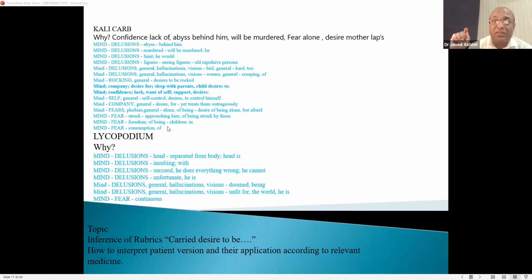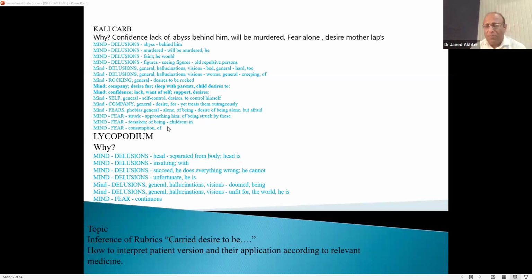Company desire, sleep with parents, child desire to. Confidence, lack of, want of self-support. And desire for company, yet treats them outrageously. Fear of being alone, desire of being alone, but afraid. Fear of being struck, of being struck by those approaching him. Fear for second of being children. Fear of consumption. This is very important. Fear of consumption, the patient feels I am being consumed. So here is the lack of confidence, and therefore this person wants the mother's lap.